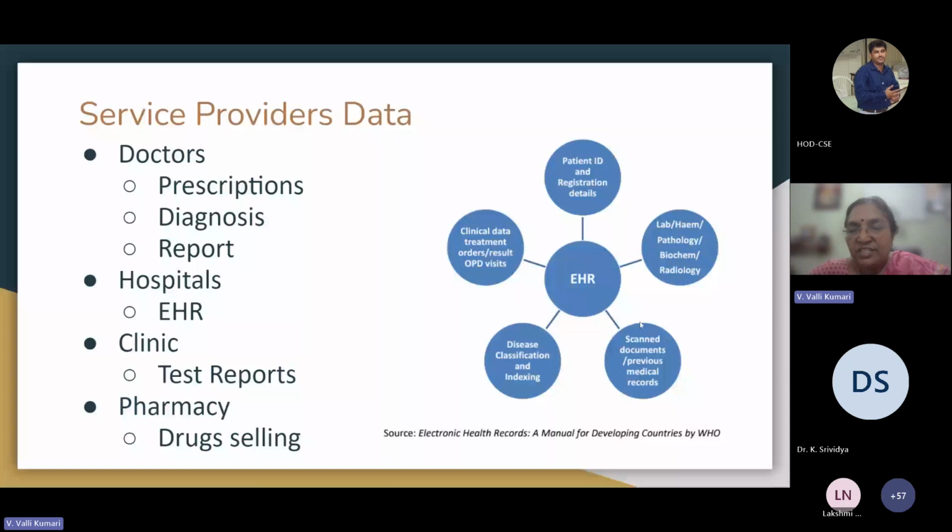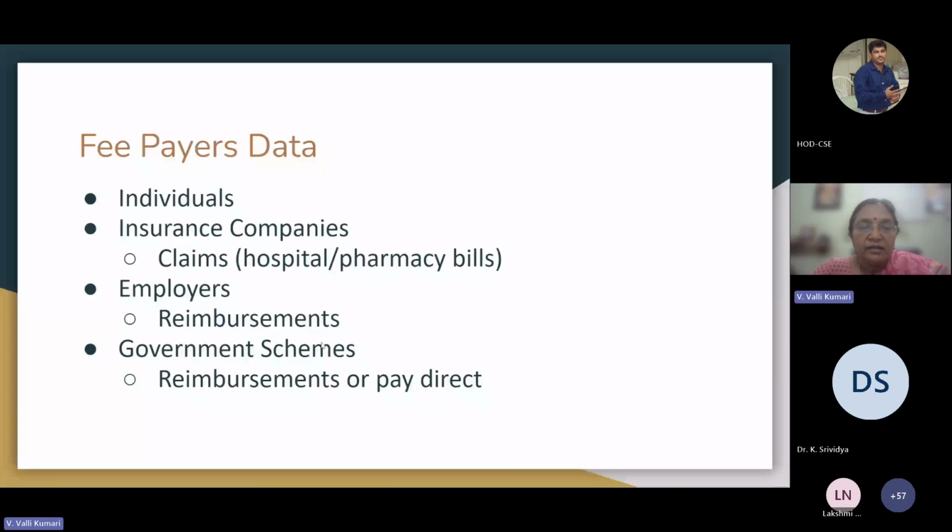So patient ID and registration details, lab, hematology or pathology, radiology, scan documents, previous medical records, disease classification and indexing, clinical data, treatment, orders, results, outpatient visits. All of this is related to electronic health records. And who are the fee payers? Insurance companies, so people claim the bills, either a hospital bill or a pharmacy bill, a drugs bill.